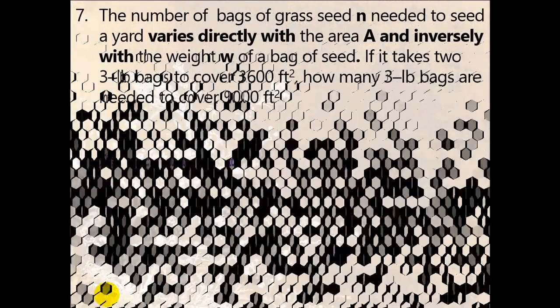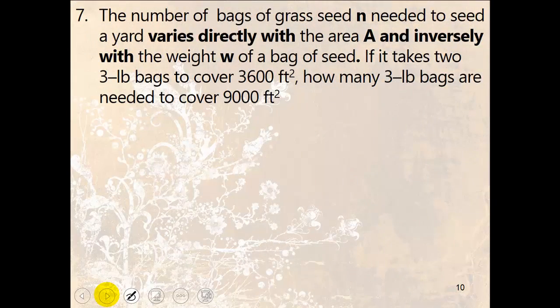Okay. All right, the last thing that we're going to talk about is some applications. These are kind of fun. So it says a number of bags of grass seeds N needed to seed a yard varies directly with A. So N equals, all right, I have a constant of variation. I know that for sure. If it's directly with A, is A going to go in the numerator or the denominator? It's going to go in the numerator. And inversely with the weight of the bag, W. Does that go in the numerator or the denominator? It goes in the denominator.